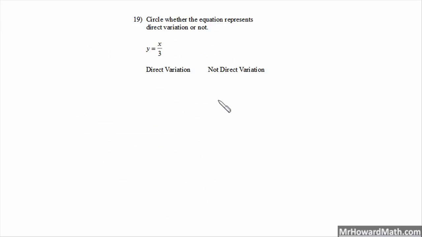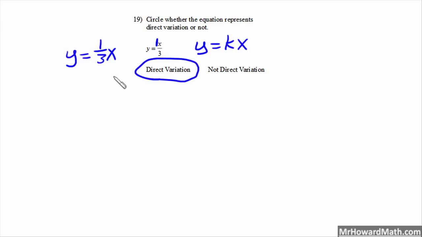Alright, number 19, circle whether the equation represents direct variation or not. This one is in the form y equals kx. In this case, we could rewrite it so we can see it a little more clearly as y equals 1/3 x. There's an implied 1 up here with x. X is being multiplied by, not divided by. So yes, this one is direct variation where the k value is equal to 1/3 right there.